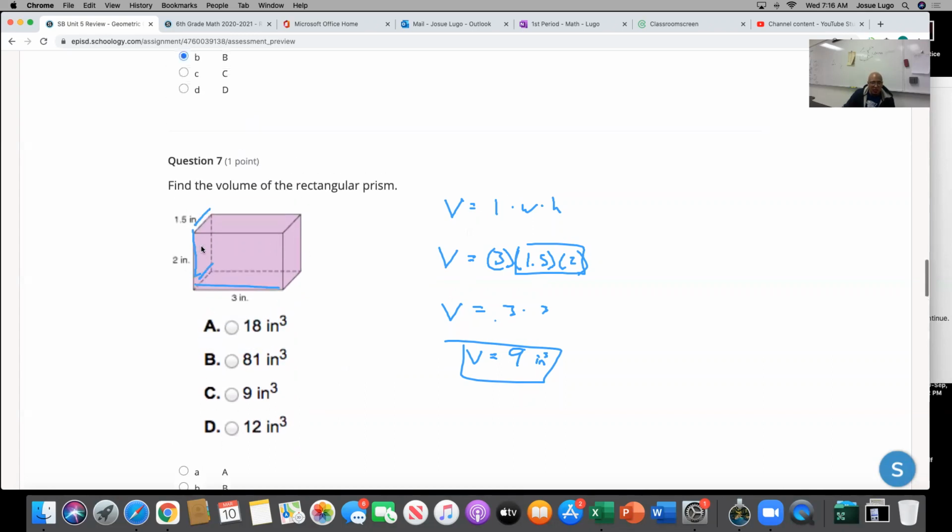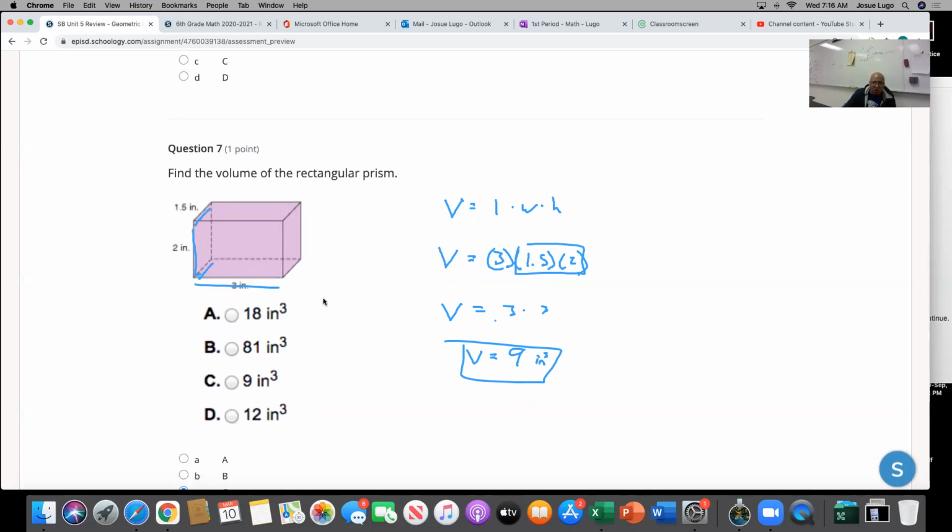So yes, length times width times height. I'm multiplying all 3 dimensions, ladies and gentlemen. How long it is times how wide it is times how high it is. And it doesn't matter. You could also have done this other face first. I'm doing the base, 3 times 1.5. That's the bottom base, and then multiplying that times the height. I could have also done this side base, which is 2 times 1.5, which would be 3, and then multiplying that times 3. All right, moving on to the next one, ladies and gentlemen.